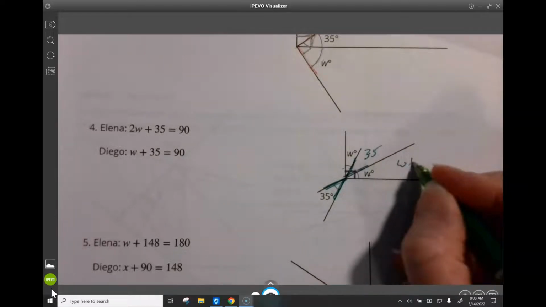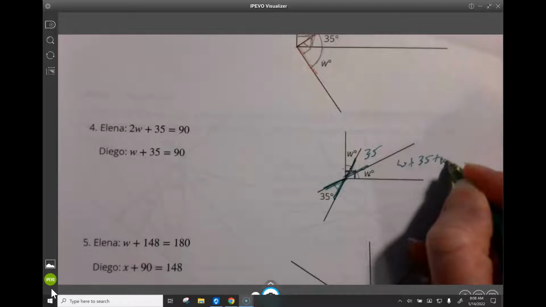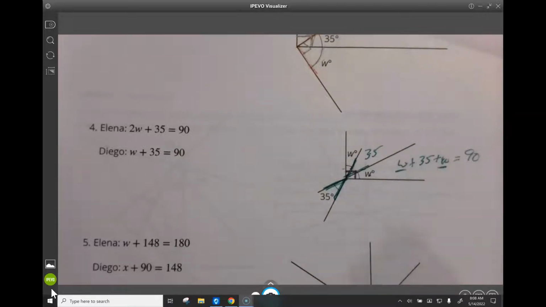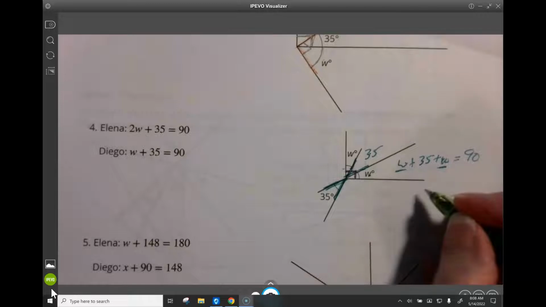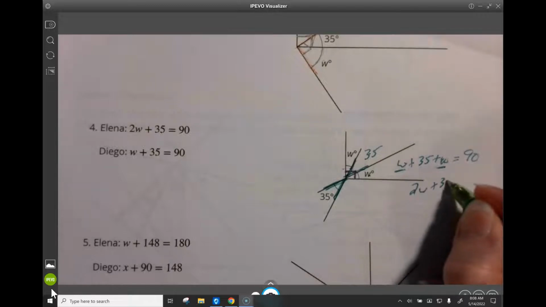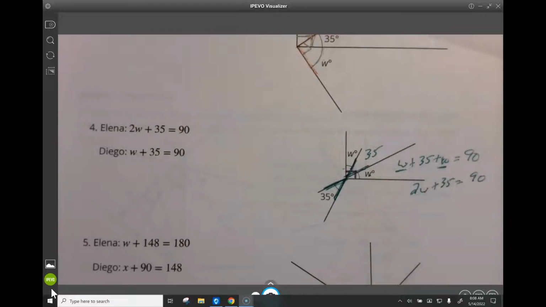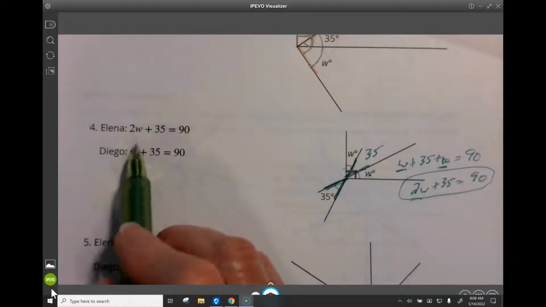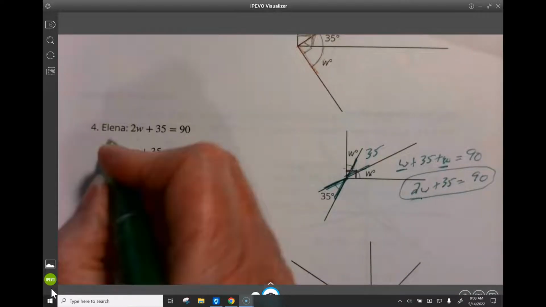So w plus 35 plus w is equal to 90. I have like terms. Whenever I have like terms, I'm going to combine those. Those are the same letter. So 2w plus 35 is equal to 90. That's our equation that we can write. Now that one we could solve and actually find w. 2w plus 35 is equal to 90.